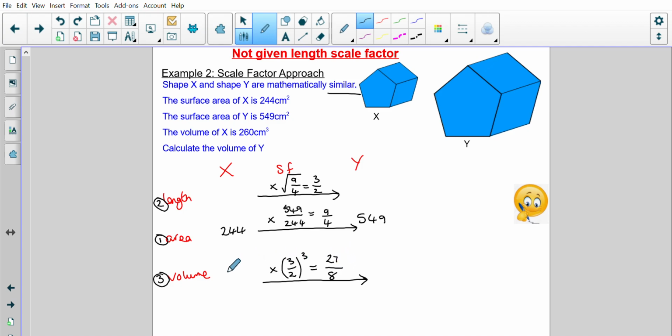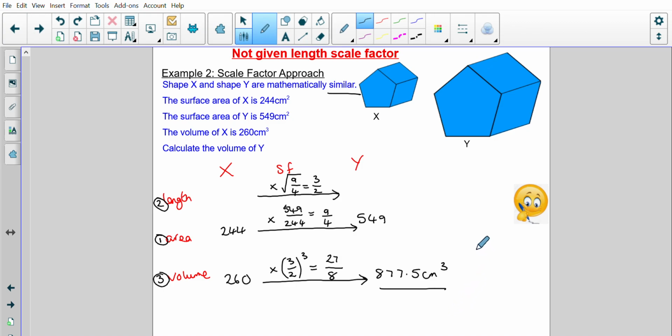27/8. So if I'm given the volume of shape X as 260, to find the volume of shape Y, I need to times by 27/8. If I pop that in the calculator, that gives me 877.5 centimetre cubed for my final answer.